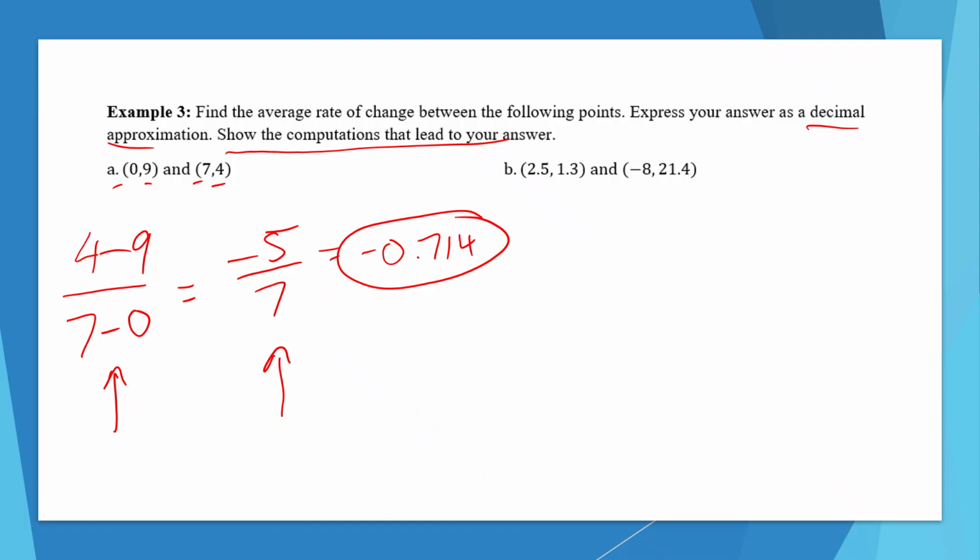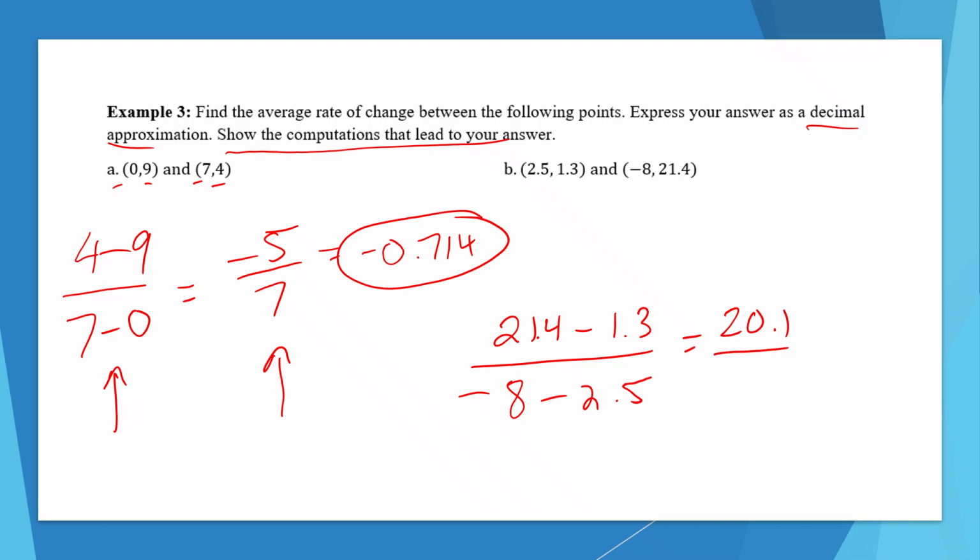Right, the next one here, we have 21.4 minus 1.3 all over -8 minus 2.5. Subtracting those, we should get 20.1 over -10.5. And then this should be -1.914 as our answer for part B.